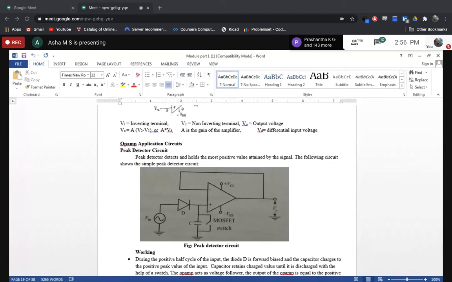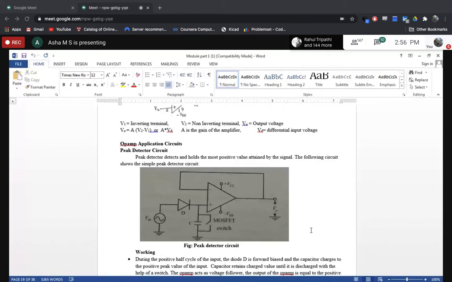On screen you're seeing the simplest peak detector circuit. This diode and capacitor play a very major role in detecting the peak. So how exactly is the peak detection done? You apply a wave, with the help of Vin a sine wave is generated, and it is given as the input.